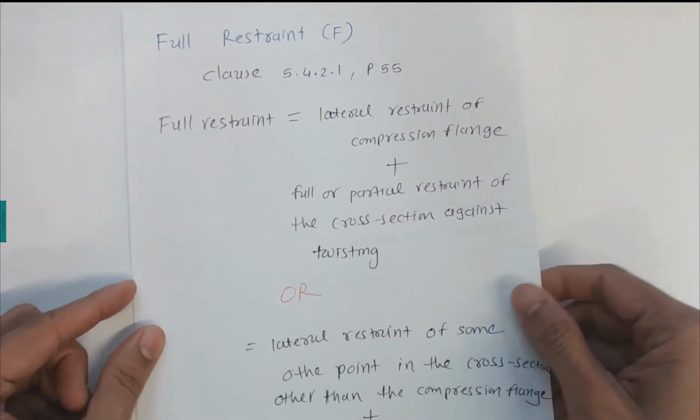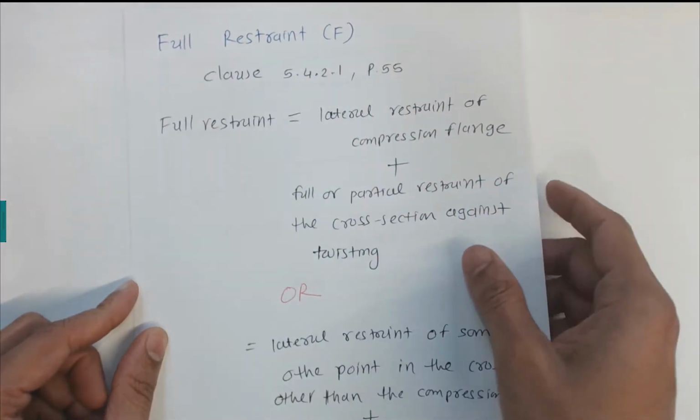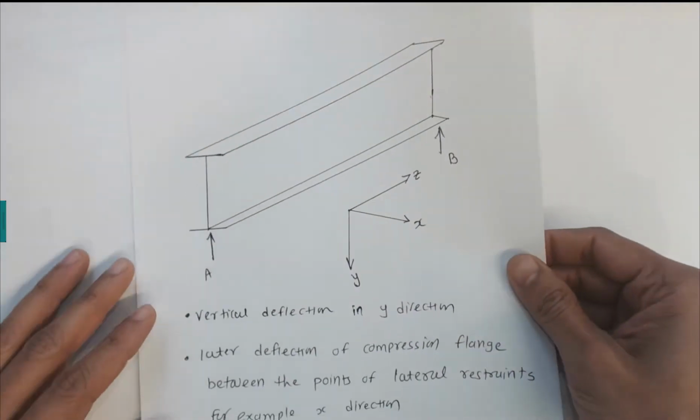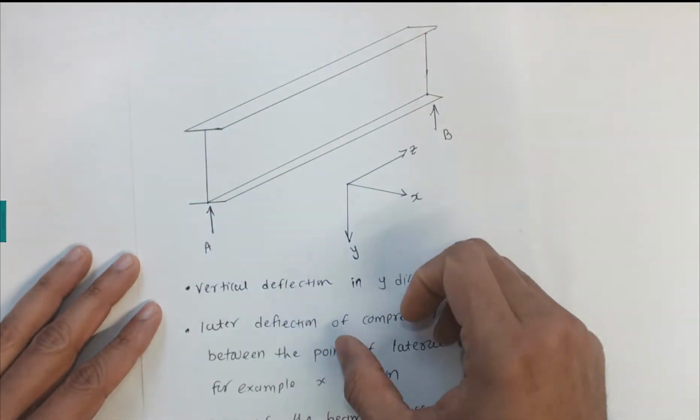The objective of this video is to explain full restraints. Before going into detail of full restraints, I'd like to explain the deflection and rotation of the beam. So if it is supported and loaded, this beam is trying to bend.